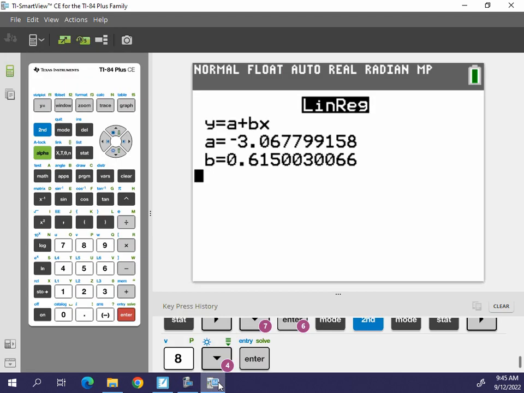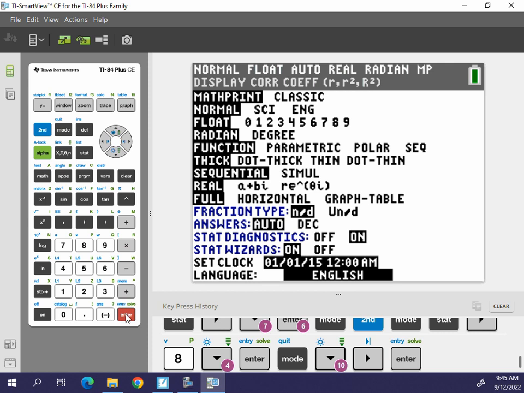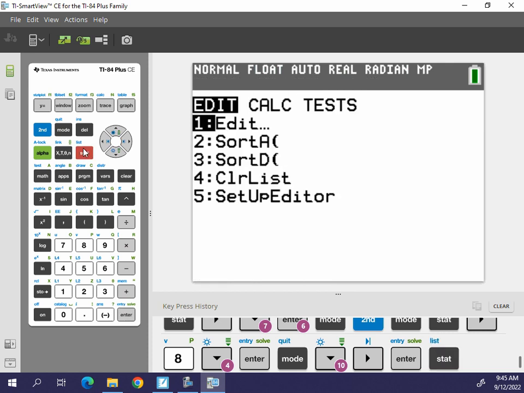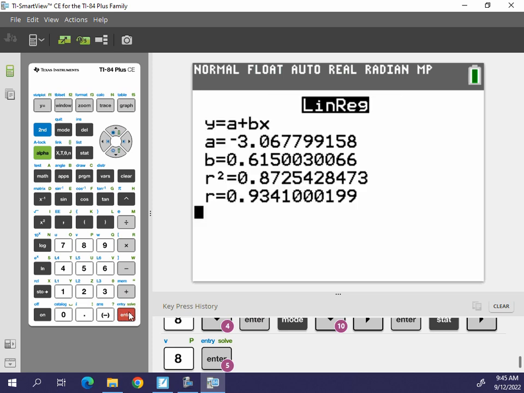And so if r is not showing up, I'm going to hit mode. I'm going to go down to where it says stat diagnostics, and I'm going to arrow over and hit enter to turn them on. And so now I can make that calculation again, and I'm going to get a couple more values. Right now we're going to worry about what r is. I just want to know what r is. So I'll take the first 4 numbers, 0.9341.